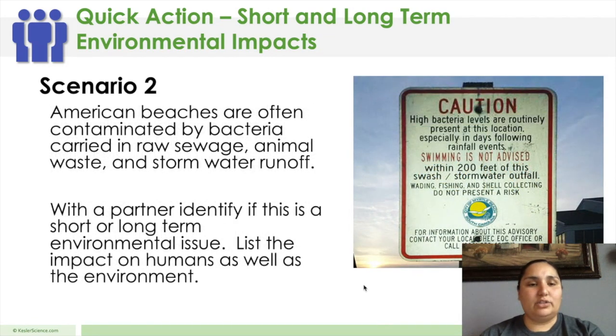Next, scenario 2. American beaches are often contaminated by bacteria carried in raw sewage, animal waste, and storm water runoff. Think to yourself, is this a short-term or long-term environmental issue? What would be the impact on humans as well as the environment? All right, I'll let you guys think and discuss this one.